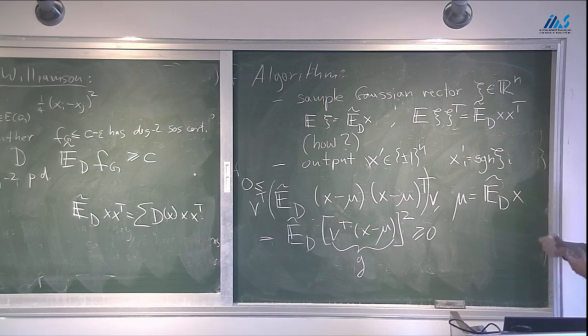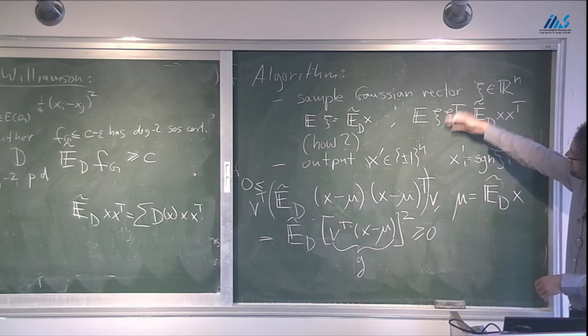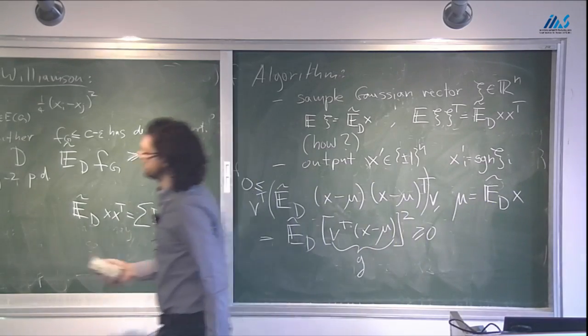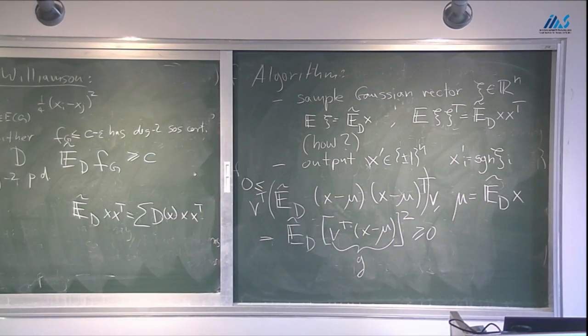And it's a simple fact that if I give you a mean and a covariance matrix and ask you for a sample from a Gaussian distribution with that mean and covariance, you can do that in polynomial time. So this is actually an algorithm. You can actually run it. Now the question is what are the guarantees of this algorithm?